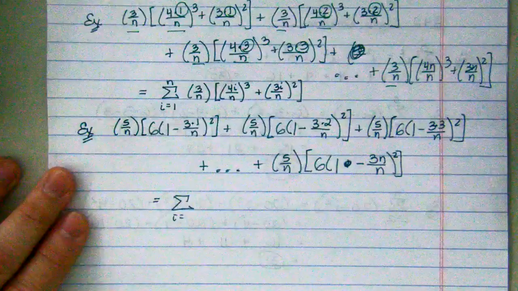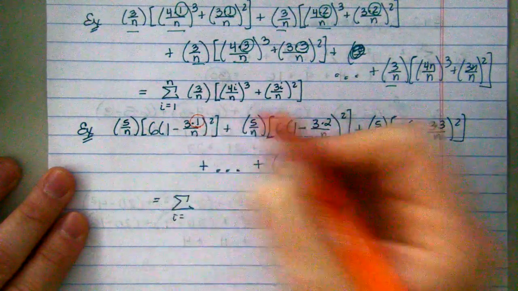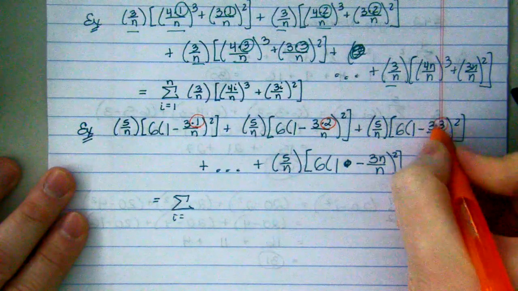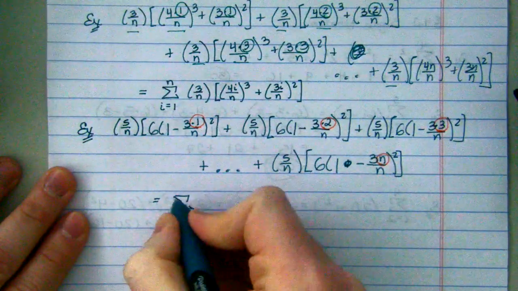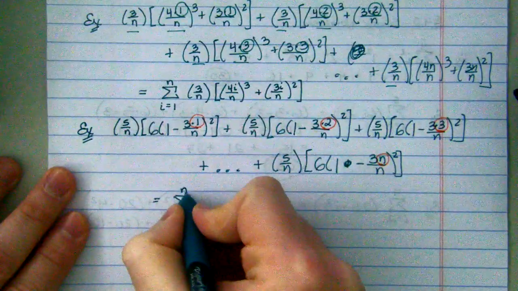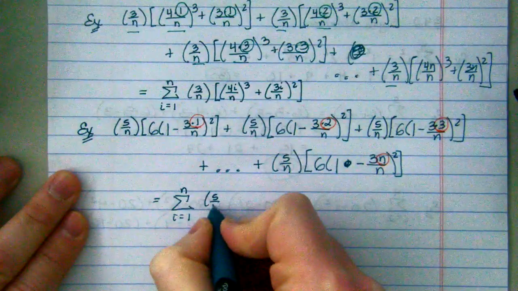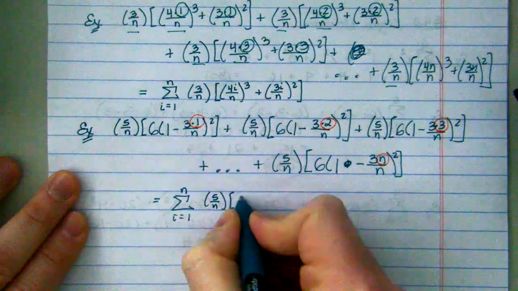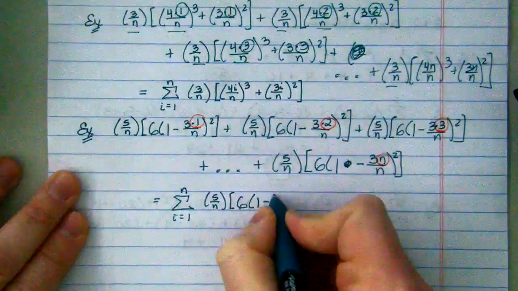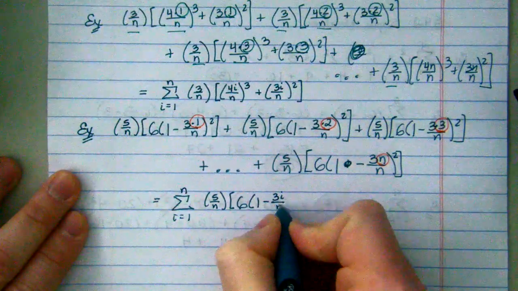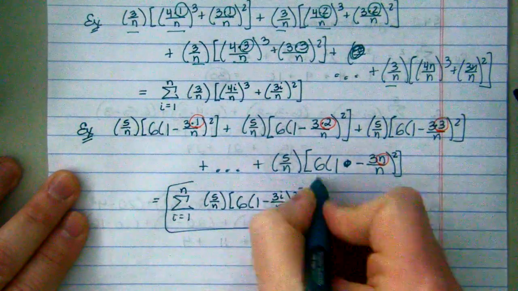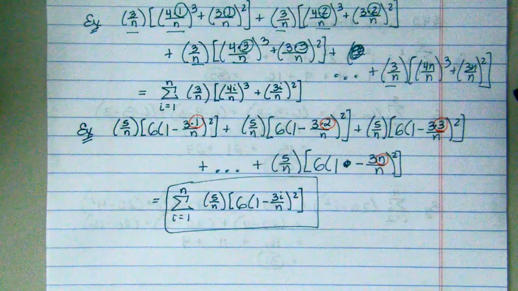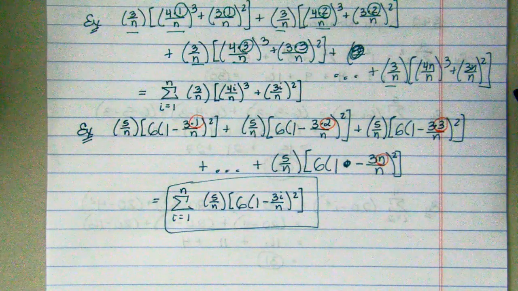So, looks to me like the only thing that's changing is this number over here, 1, 2, 3, and so on up to n. So I'm going to make that my variable. I'm going to do the sum as i goes from 1 to n of 5 over n times 6 times 1 minus 3i over n, and I'm going to square that. And that should be my sum.